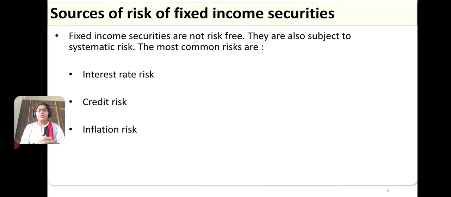Then we have something called inflation risk. This is common with every investment security for that matter. So what is this inflation risk? Say you have invested in a fixed income security, say 1 lakh, and it promises you a return of say 10%. So at the end of the first year, you are getting 1,10,000 back: 1 lakh your investment plus 10% interest added. So you can say, okay, I got my investment along with the interest, so there's no risk at all.